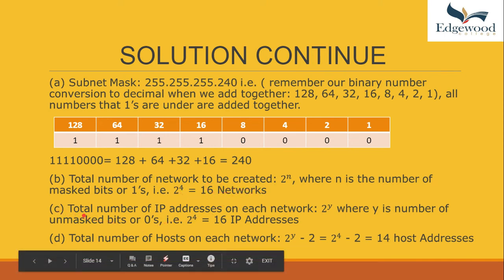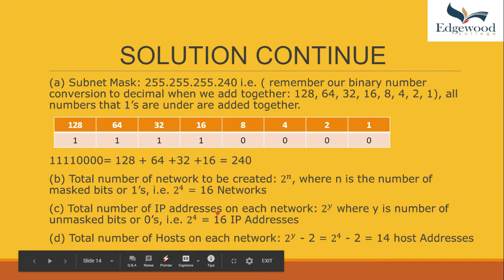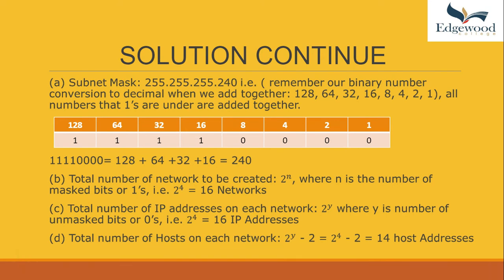We now come down to C, which is the total number of IP addresses on each network, which is 2 raised to power y, where y is the number of unmasked bits, or zeros. How many zeros do we have here? 1, 2, 3, 4, which will give us 16 IP addresses on each of the 16 networks. When you multiply 16 by 16 together, what total number of IP addresses do you get? You get 256 IP addresses.